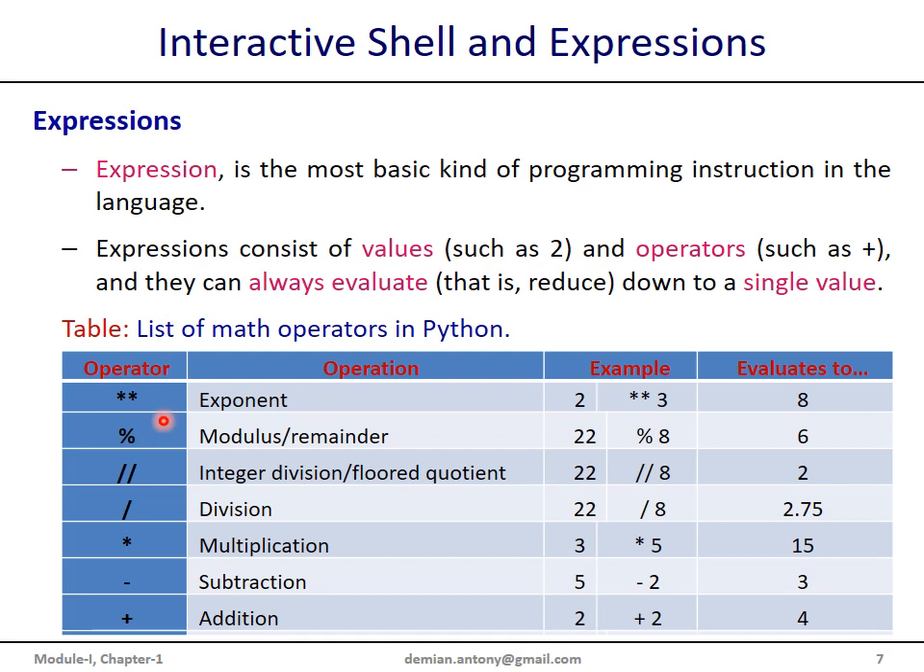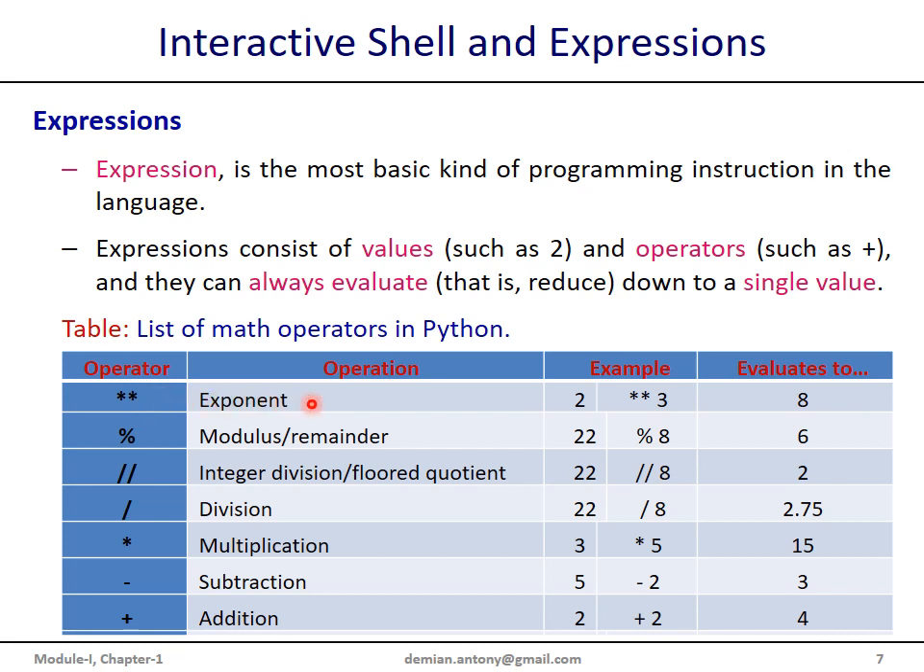mathematical operators. First is exponent, double star, and we have the percent sign, which is the modulus operator. This is double slash, integer division, and the single slash is division, which is floating point division. Star is the multiplication operator, minus is subtraction, and plus is addition.